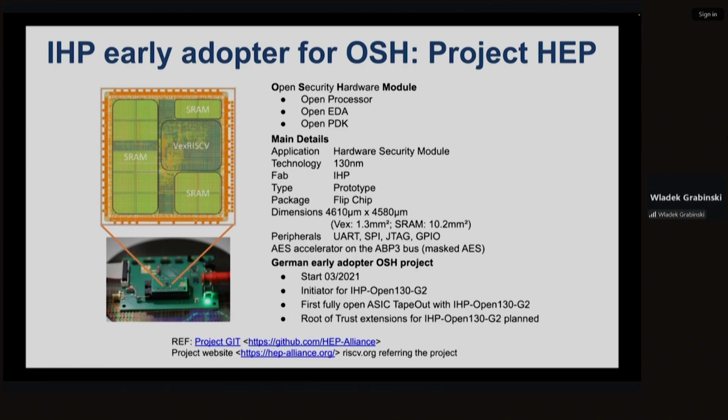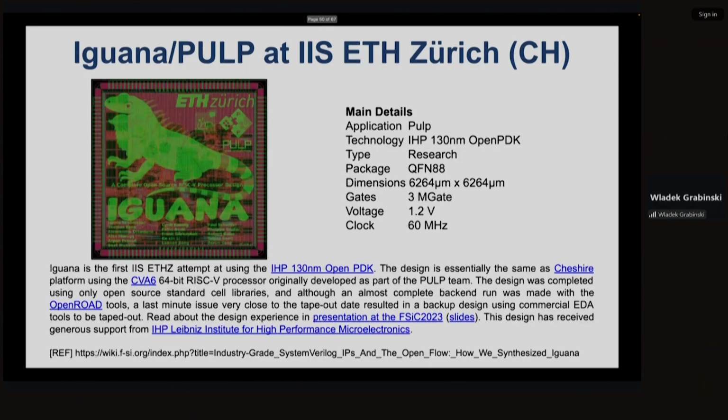Here we have an open security hardware module design with open EDA tools using open PDK, implemented and manufactured using the IHP facility. Top left is a snapshot of the circuit design, and just below you can see the IC put on the test board and successfully measured and characterized.